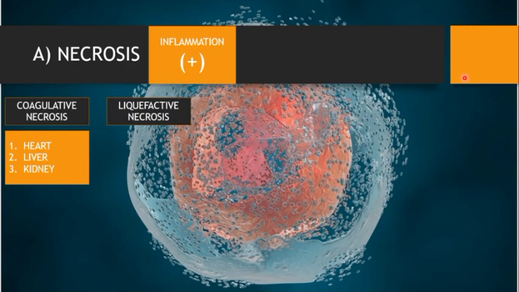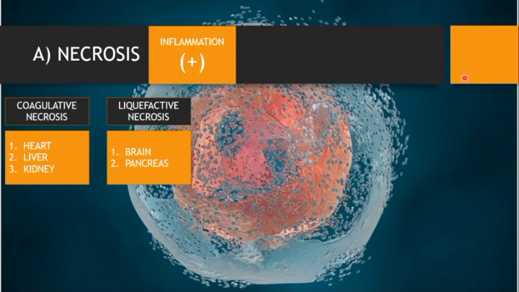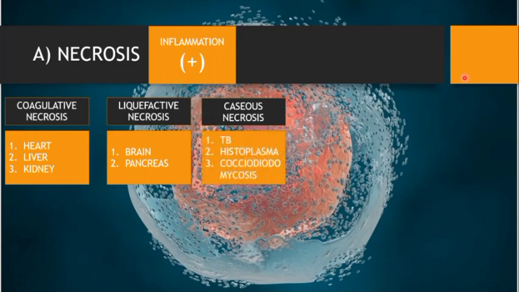The second type is liquefactive necrosis. It involves organs like brain and pancreas. Then caseous necrosis, which is a combination of coagulative necrosis plus liquefactive necrosis. This is usually seen in organs affected by TB, histoplasma, coccidiomycosis.